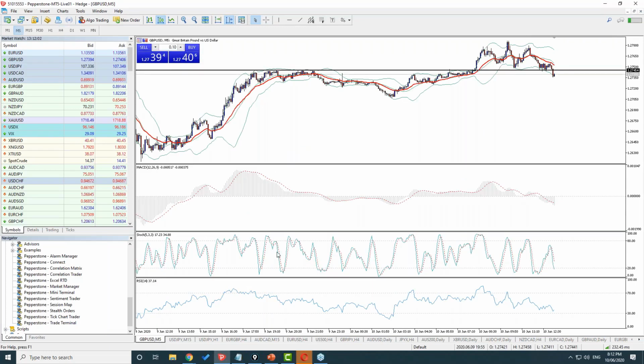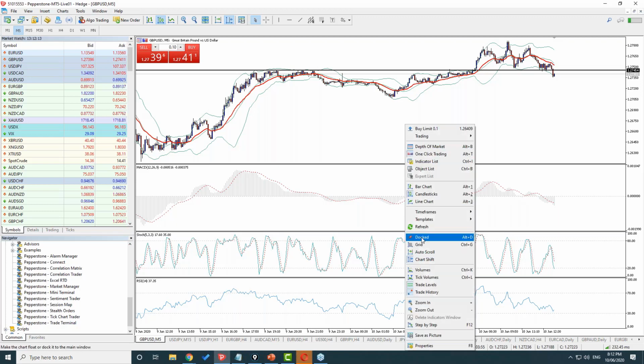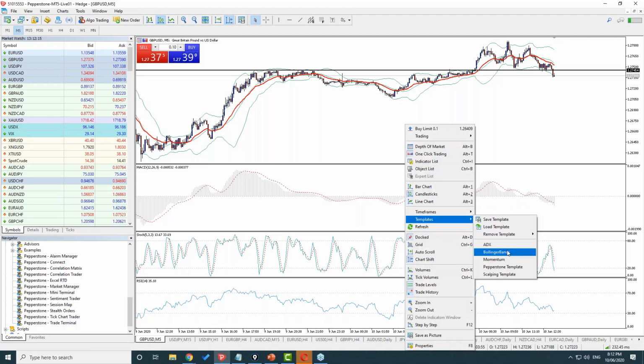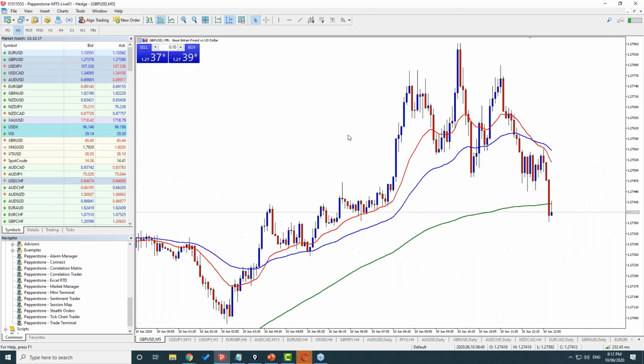So let's have a look at the pound US dollar just here quickly. And I just wanted to bring this up because it happened today. So I've got a whole bunch of indicators and other things that are on this chart, but I'm actually just going to remove them all just for a minute. So I'm just going to go back to, let's call it a standard template.